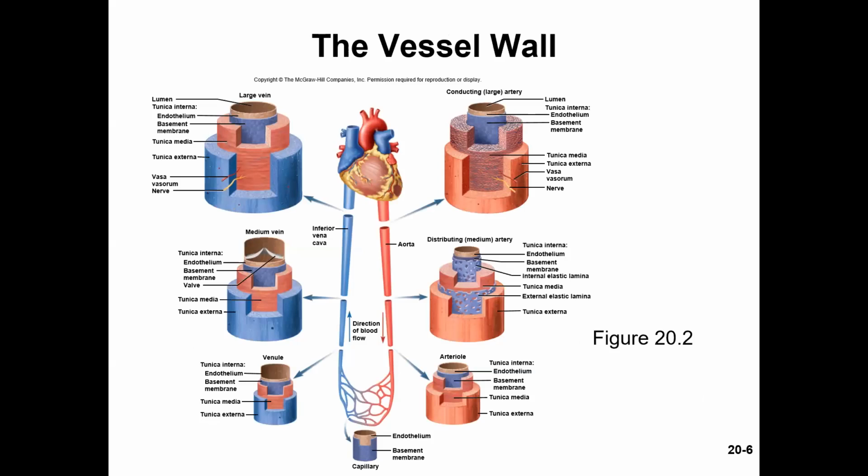So here's another example, another picture of the vessel wall. You can see large veins, medium veins, and venules. You can see conducting arteries, distributing arteries, and arterioles, as well as capillaries. Again, capillaries are the connection point between arteries and veins. And you can see their layers. You can see the basement membranes demonstrated on certain examples here.